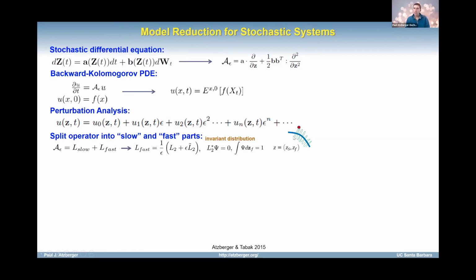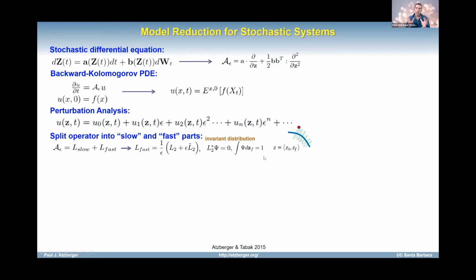That's effectively just saying we've locked down the slow degrees of freedom. Let's figure out what the probability distribution looks like locked around that slow degree of freedom. Then we're going to use that to do various forms of averaging. So this is going to be an eigenfunction, or actually in the null space, technically, of this operator L2 star, and we're going to choose the normalized version so that when you integrate over the fast degrees of freedom, that gives you 1.